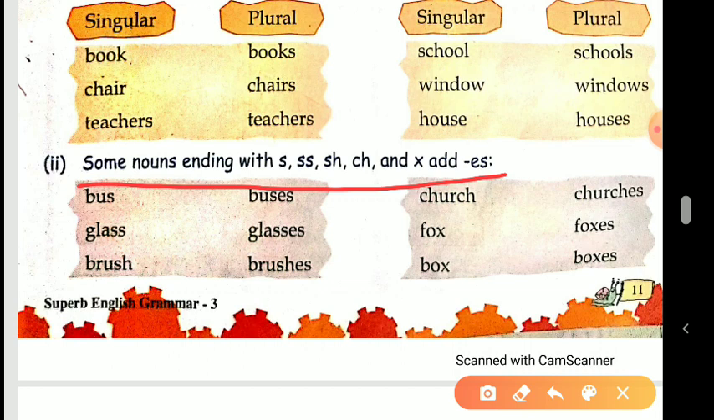You can have a look over here. Last word is s, so we have added es. Double s, we have added es. sh, we have added es. ch, we have added es. x, we have added es. So you need to remember, for making plurals, you need to look at the word: wherever at the end of the word there is s or double s or ch or sh or x, you need to write es to make it plural.